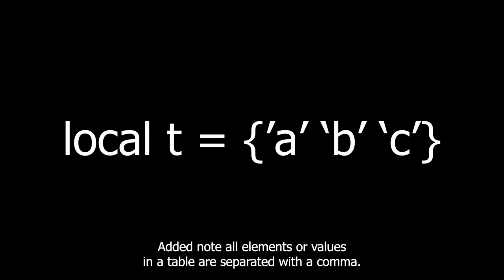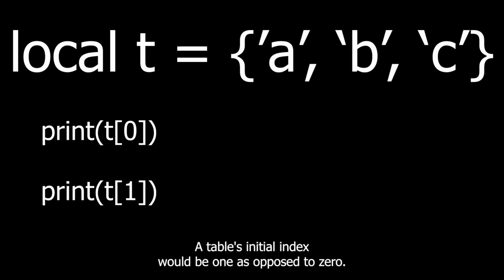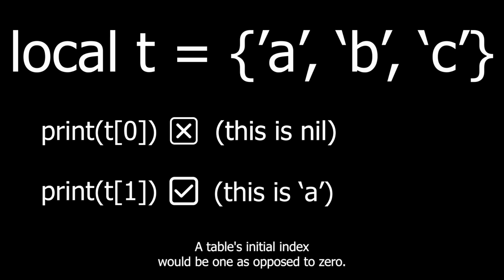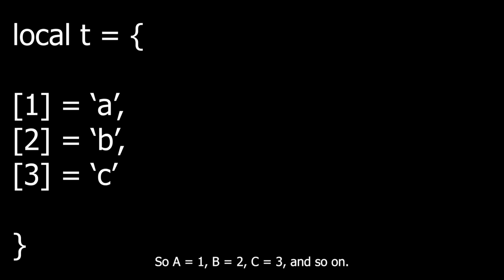Added note, all elements or values in a table are separated with a comma. Unlike some languages, here, a table's initial index would be 1 as opposed to 0, so A would be 1, B 2, C 3, and so on.